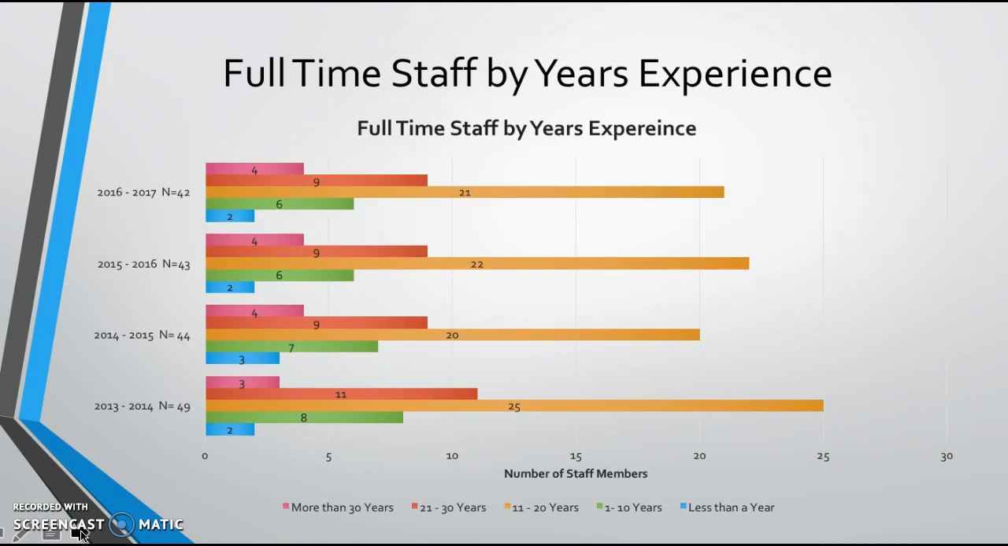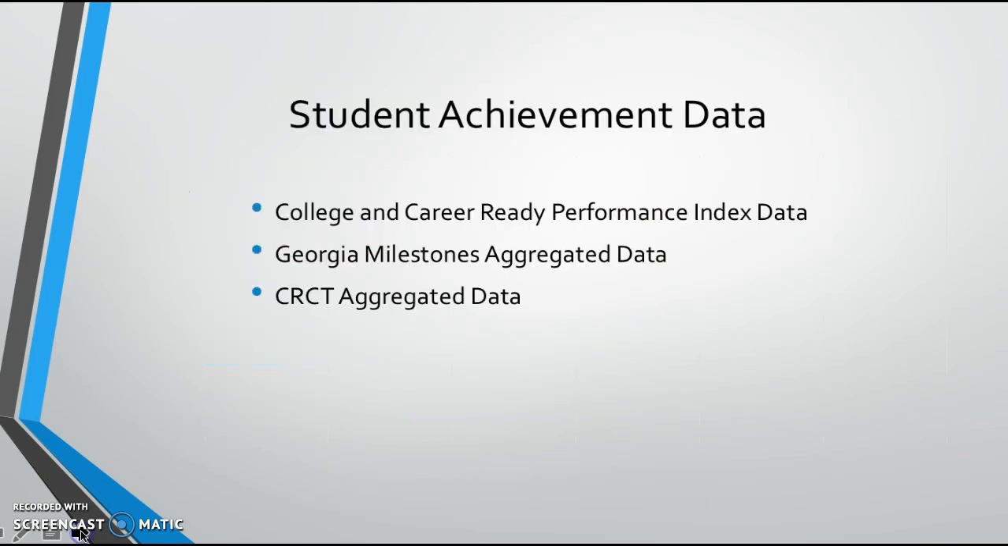In this graph, we are looking at the years of experience of all certified staff. As you can see, the majority of our staff has 11 or more years of experience. This is the strength of our school because everyone has a good bit of experience in the classroom, which helps increase student achievement. Based on the teacher data, you can see our certified staff members have remained fairly consistent over the past 4 years. Just as with the student population, our staff population is not very transient, nor is it diverse.